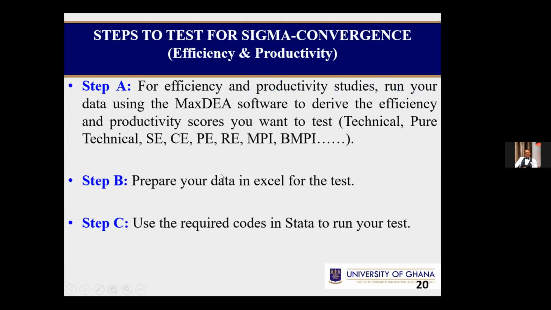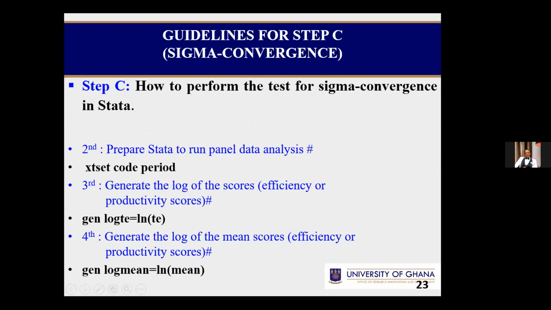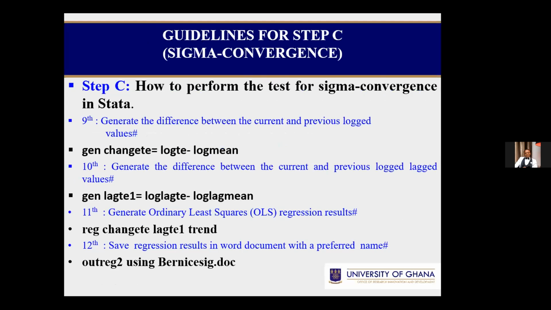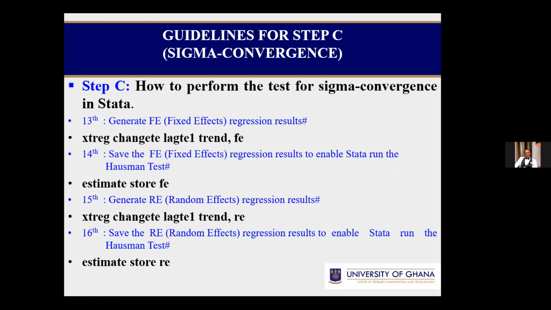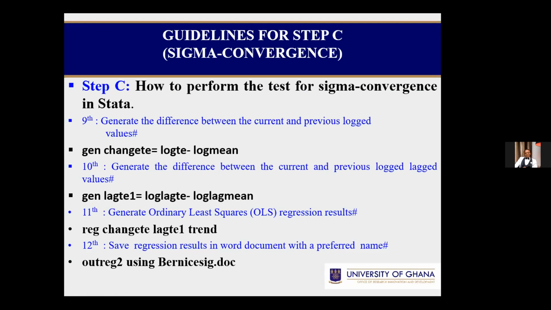So we are calculating the change. We said the natural log of the efficiency score minus the natural log of the mean, so that's the meaning of this. We are trying to connect the code with the model. Are we okay? So we move to the next part.